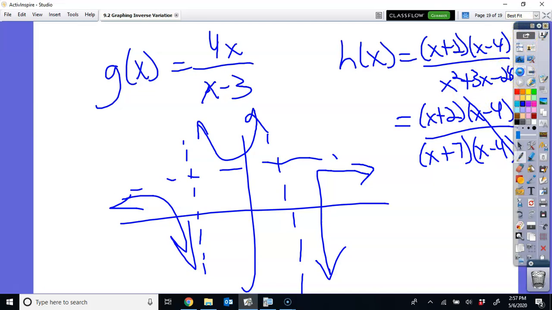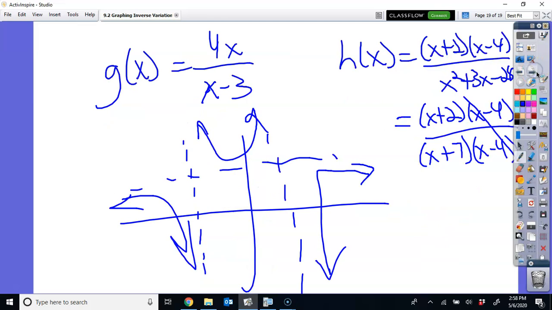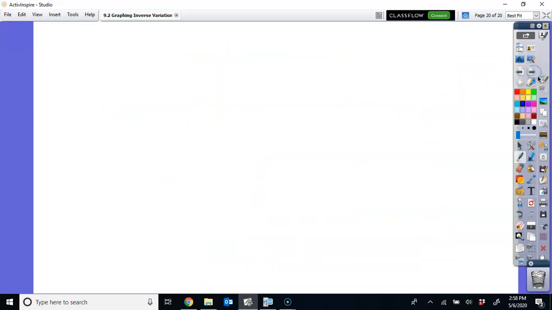All I want you to be able to do for your homework is do a simple little quick long division and make it look like the transformations that we talked about. Okie dokie. So that's basically your lesson for today. That is all the stuff with graphing a function like that.